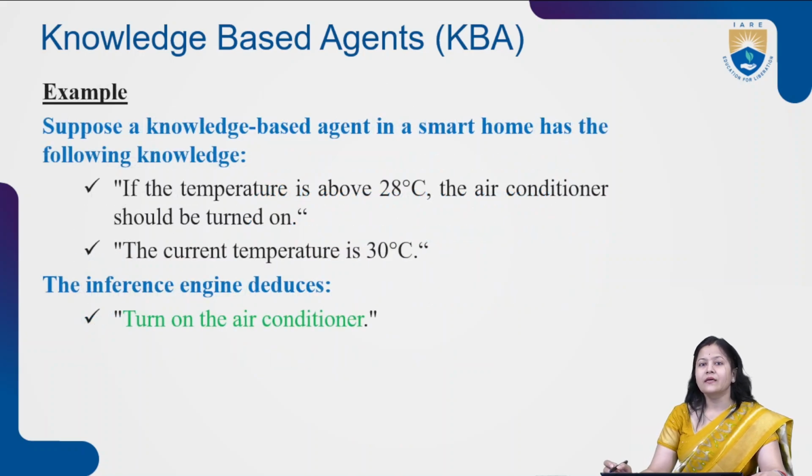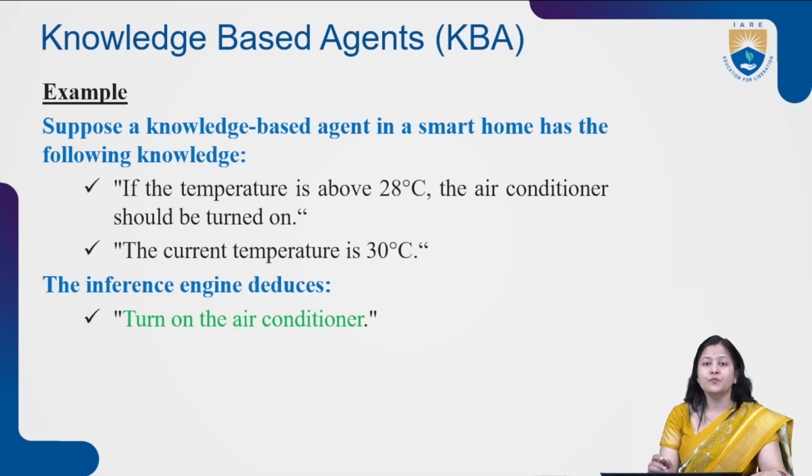This is one sample example for a knowledge-based agent. Suppose a knowledge-based agent in a smart home has the following knowledge. These are the two pieces of knowledge which are already stored. We have to think in that way. If the temperature is above 28 degrees, the air conditioner should be turned on, and the current temperature is 30 degrees. These are the knowledge which are stored inside the knowledge base.